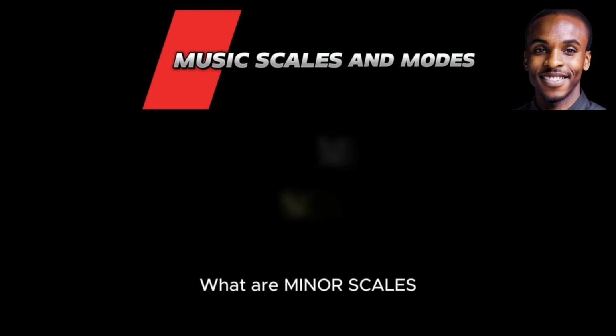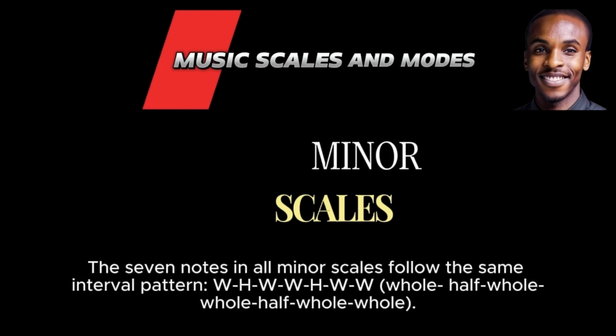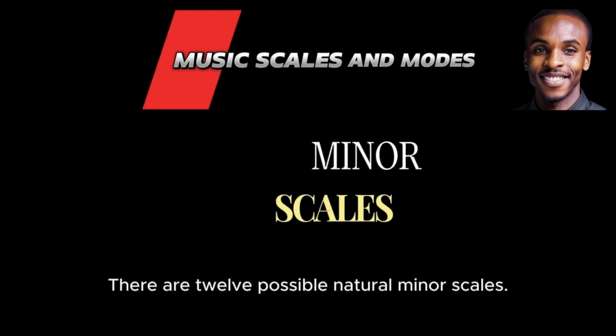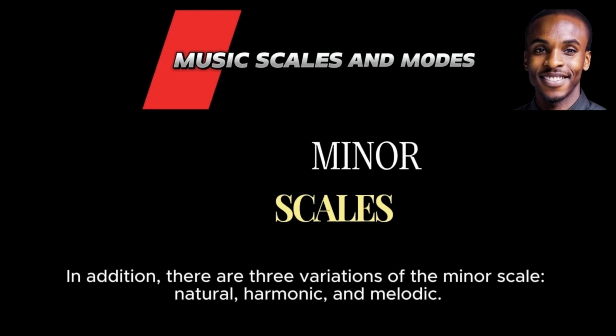What are minor scales? Natural minor scales are dark, sad, and emotional sounding. The 7 notes in all minor scales follow the same interval pattern: WHWWHWW, whole, half, whole, whole, half, whole, whole. There are 12 possible natural minor scales. In addition, there are 3 variations of the minor scale: natural, harmonic, and melodic.